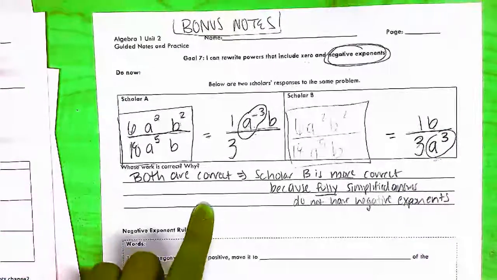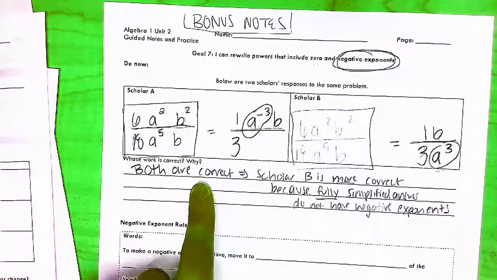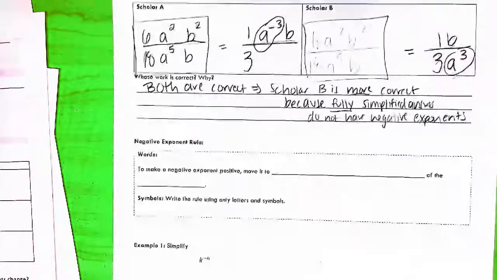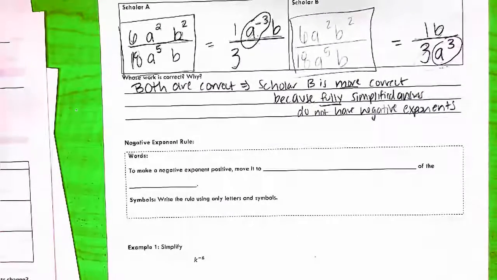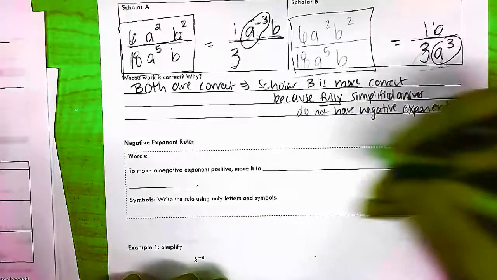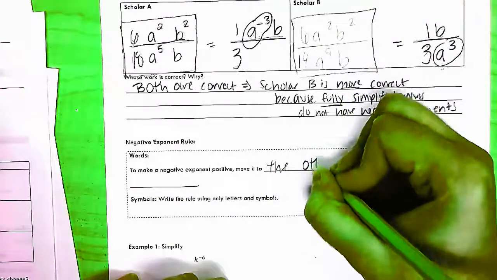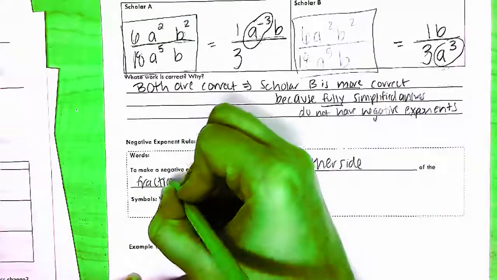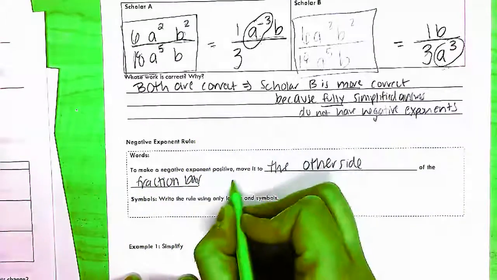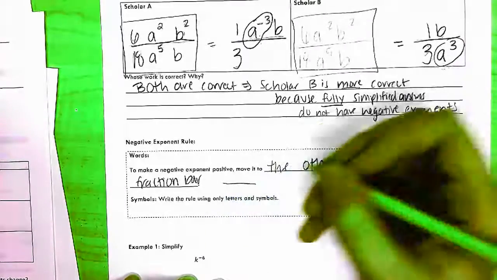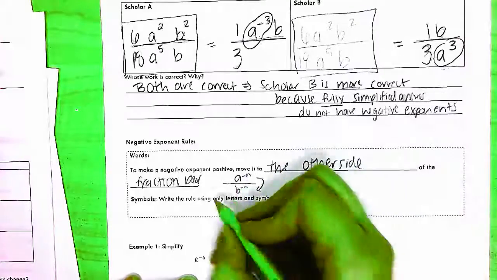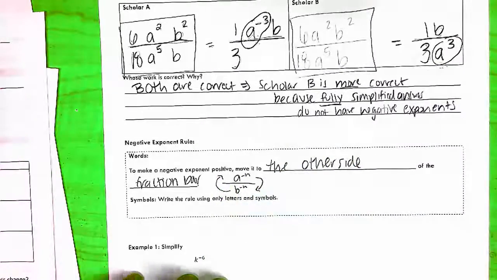So both are correct. For today, on your exit ticket, I'll accept either one of these, but scholar B is more correct because fully simplified answers do not have negative exponents. So I'm going to move on to our exponent rule. To make a negative exponent positive, you have to move it to the other side of the fraction bar. So that means that if I had a negative exponent on the top, I would move it to the bottom. If I had a negative exponent on the bottom, I would move it to the top.